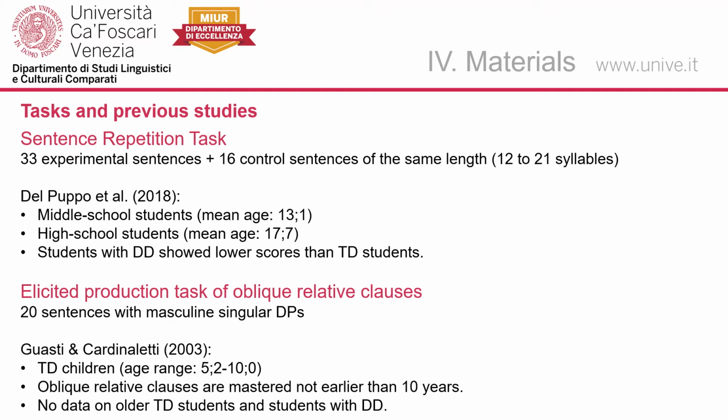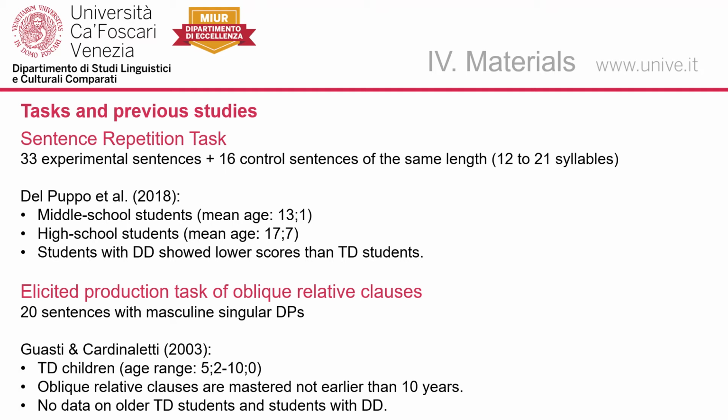The elicited production task of oblique relative clauses was first realized by Mulas 2000, whose results are reported in Guasti and Cardinaletti 2003, in order to investigate children's ability to produce prepositional and genitive relative clauses. The test was subsequently adapted, and the updated version consists of 20 sentences with masculine singular DPs.